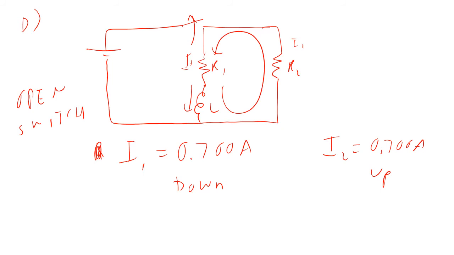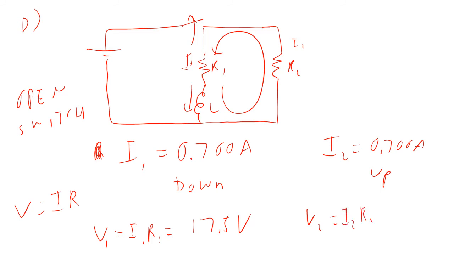Well, if I ask for what's the voltage on each resistor, V equals IR. So the voltage on 1 equals I1 R1. So that would be 0.7 amps times the 25 ohms, and that's going to be equal to 17.5 volts. But V2 is going to be equal to the 0.7 amps times the 750 ohms. So that's going to be equal to 525 volts. Okay, so all of a sudden you have this voltage spike.